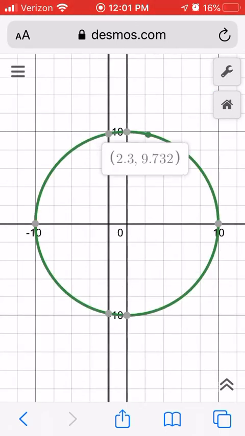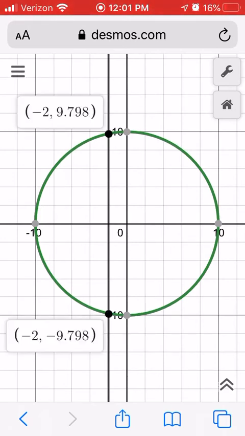You can see that my straight line over here crosses the circle at 2 points. There's 2 values for y. For x equals -2, there is a y value that's 9.798 and a y value that's -9.798. That means this is not a function. So keep that in mind.